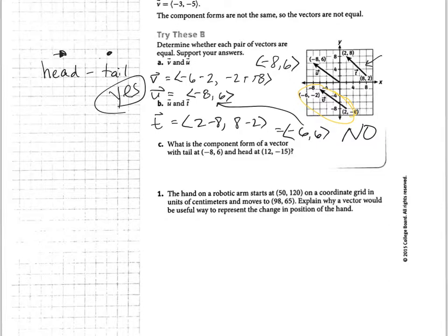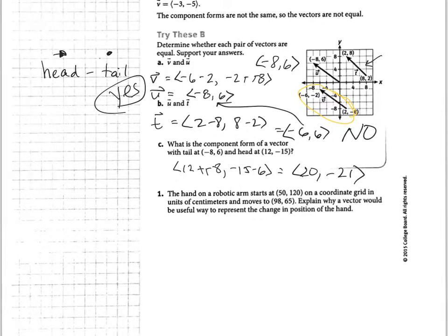So just to try one more time with words rather than a picture, what's the component form of a vector with a tail at -8, 6 and the head at 12, -15? So again, start at the head. So 12 minus -8 and -15 minus 6. And so the component form of this is 20, -21.